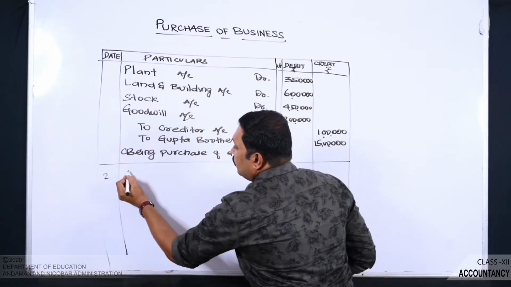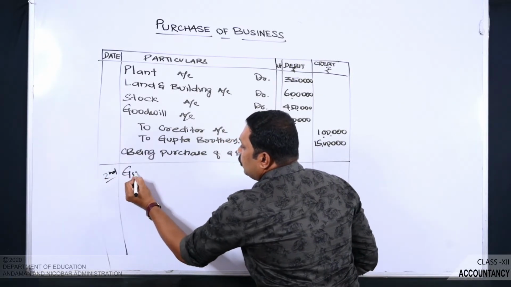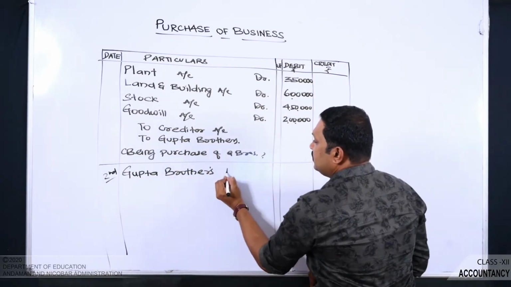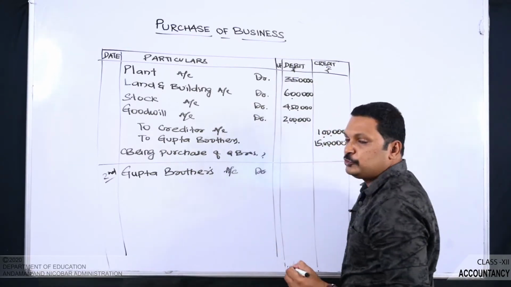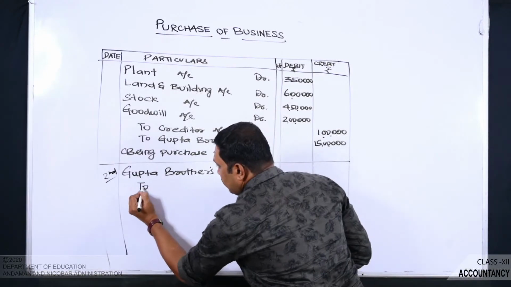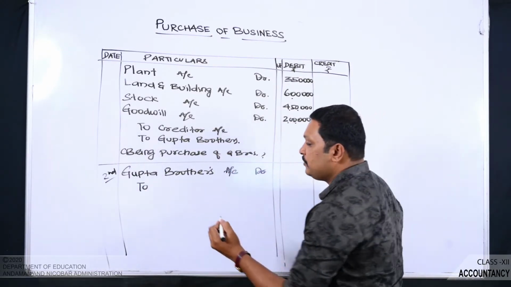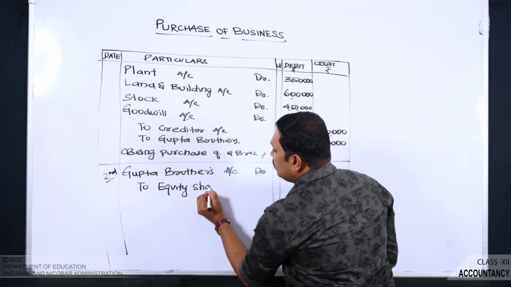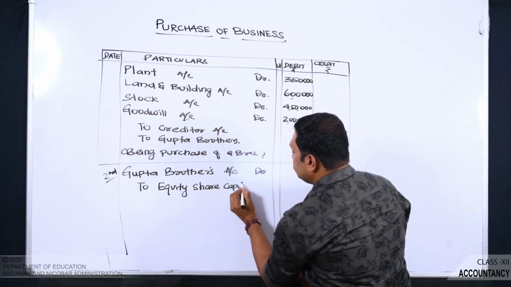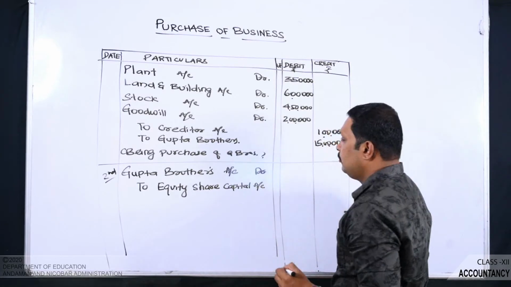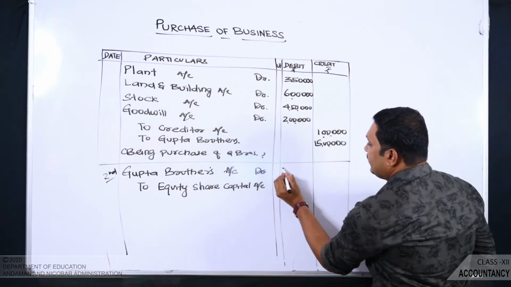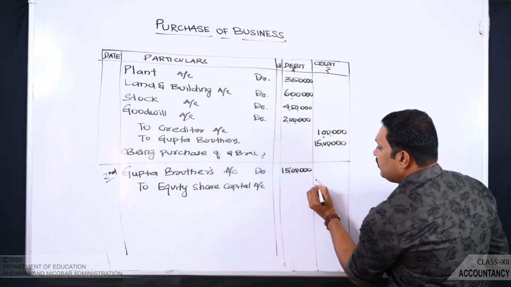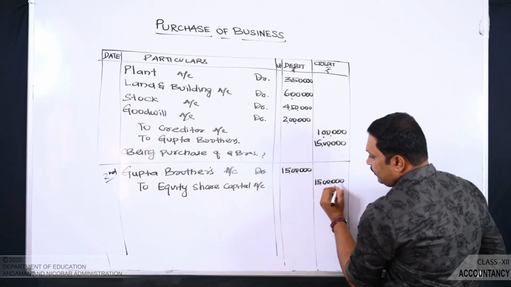For the second entry, Gupta brothers account, debit. What are we issuing? We are issuing share capital. The name is given, that is equity share capital. So we have to write equity share capital account. The amount is 15 lakh in Gupta brothers. There is no premium or discount, so we can directly write 15 lakh here.